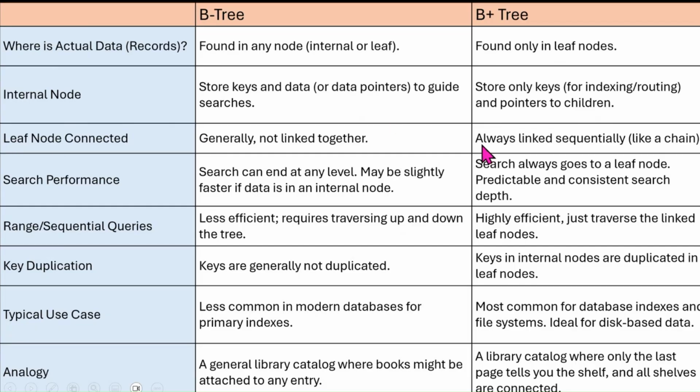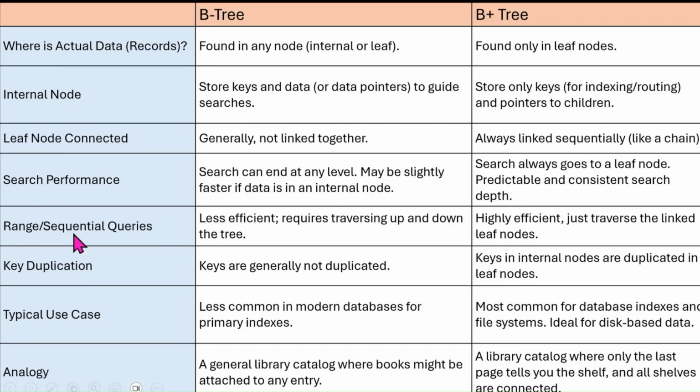Leaf nodes are connected in a B plus tree. They are not connected in a B tree. Search performance might be slightly better in a B tree because you might get the data in an internal node only. In a B plus tree, you know that you will get the data at a leaf node. So you will always go to a leaf node and find the data. So it is consistent. Okay?